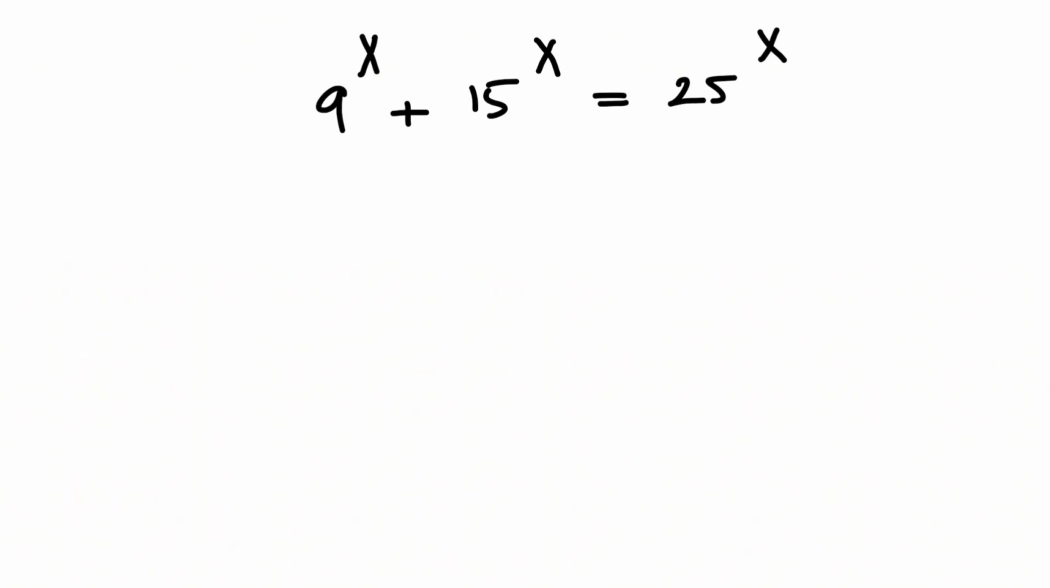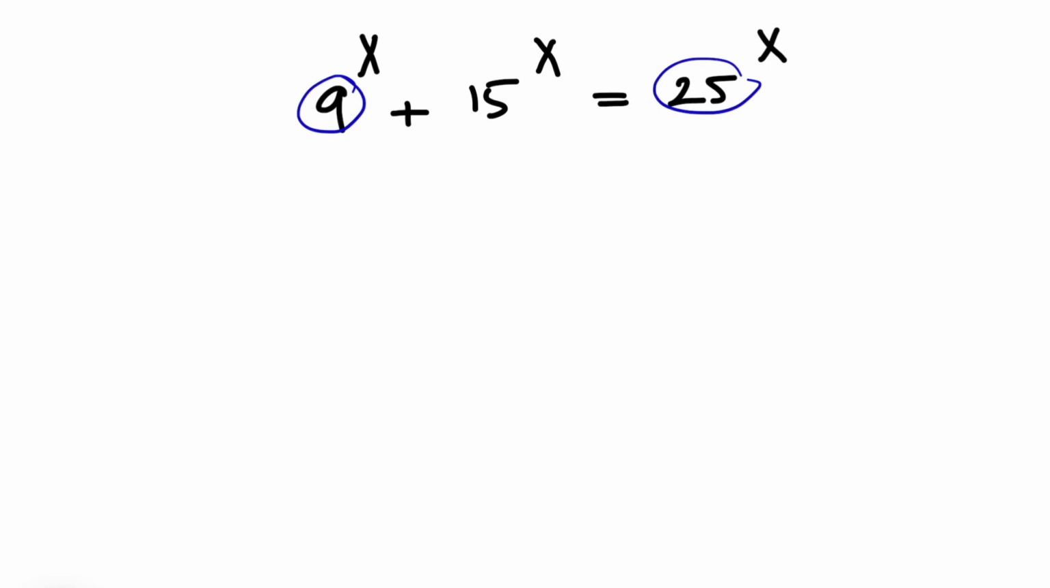We're going to be solving another question in today's video. We have 9 to the x plus 15 to the x is equal to 25 to the x. We need to solve this equation for x. First of all, looking at this, we'll see that we have one perfect square here, one perfect square here, and 15 is not really a perfect square.